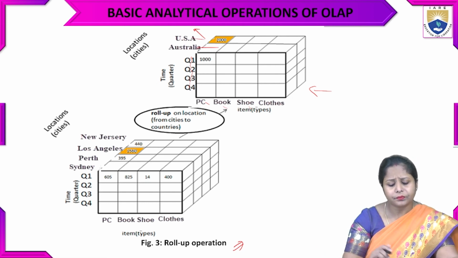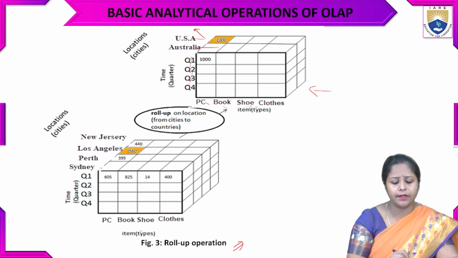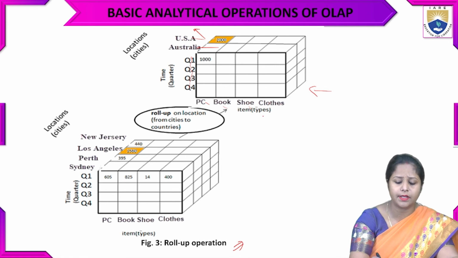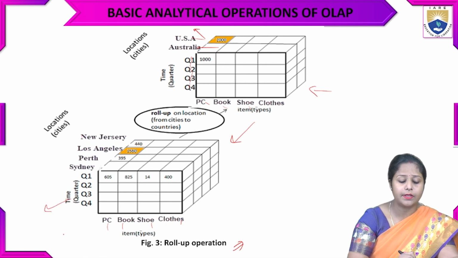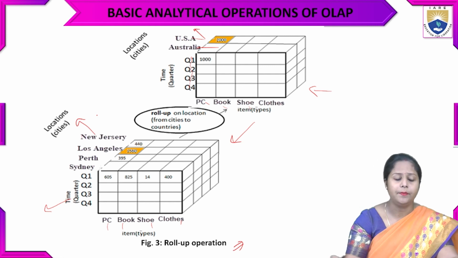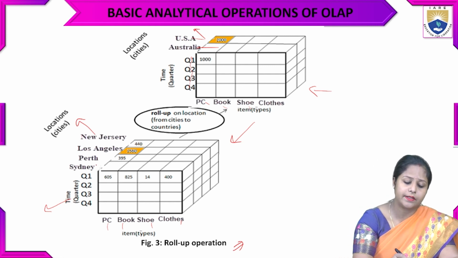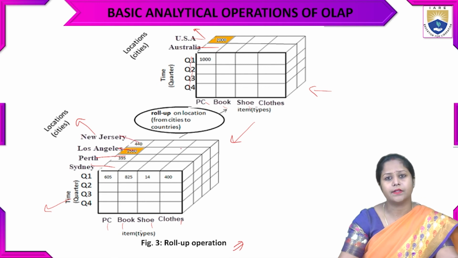On the other hand, the other view of this data cube will have PC, book, shoe, clothes, the same time dimension, and the location dimension. In that there can be cities related to Australia and the USA, that is, Sydney, Perth, Los Angeles and New Jersey.